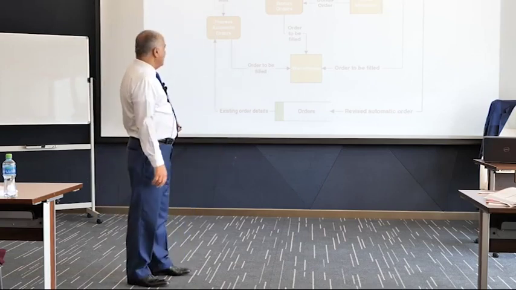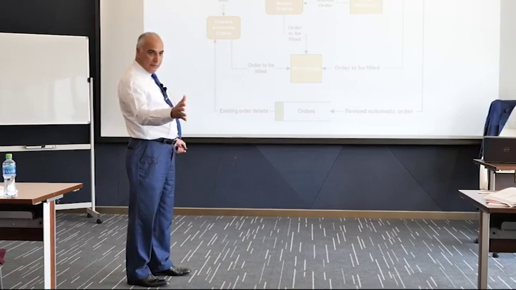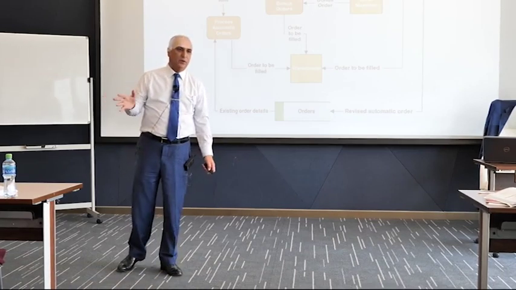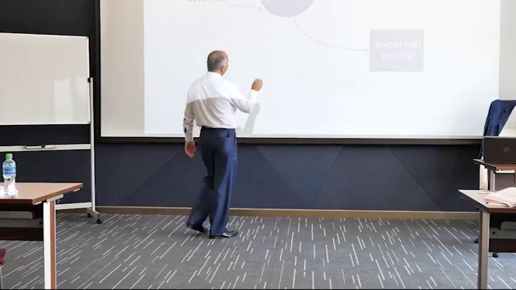We know now there are two data files. One data file called order and one data file called what? Account. So in this case, we identify that there is a process.